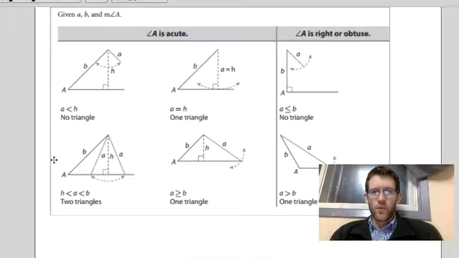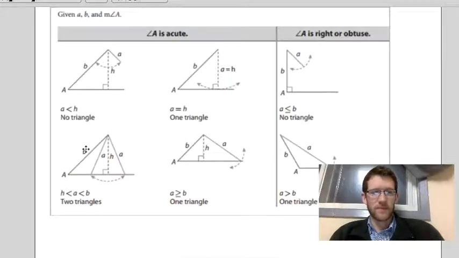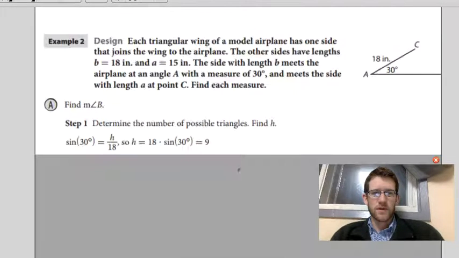And the reason why we're covering this is because we'll need to check and see if triangles are even possible, and if they are, how many types of triangles. And once we figure out how many types of triangles are possible, we can actually conclude, using some of our trig, what the missing side lengths and angles will be. So here's our example.